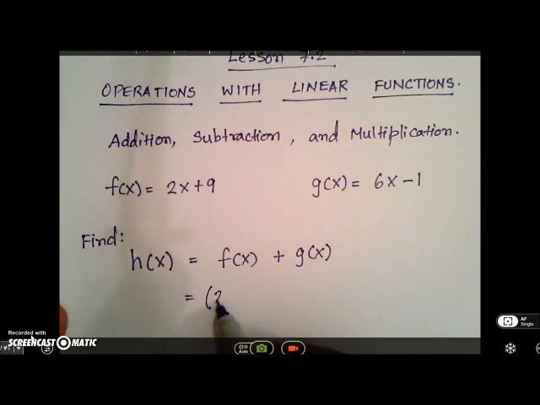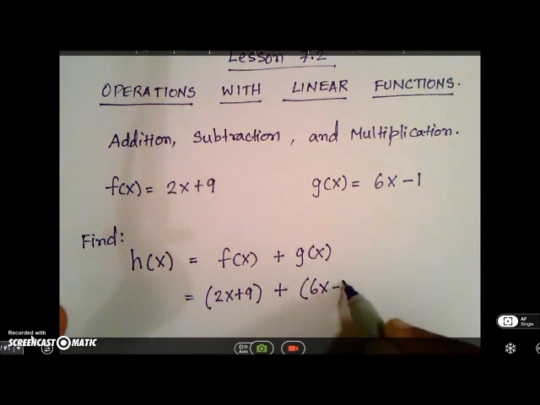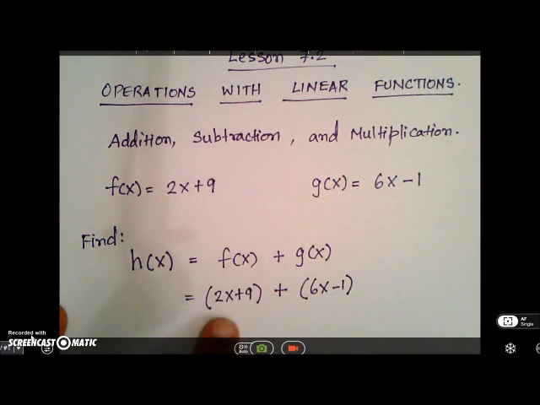So f of x is 2x plus 9. I will always replace using a parenthesis, so in case I have a negative sign or something, it will be taken care of. In this case, I'm adding these two. This is 6x minus 1. So I have my f of x, I have my g of x, and I'm adding these two. So I have my parentheses. You have seen these expressions before.